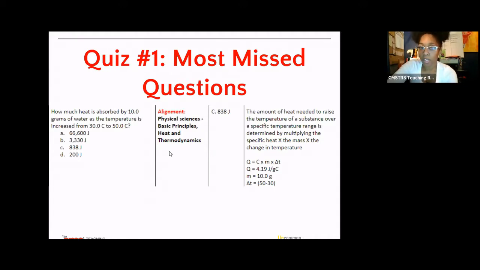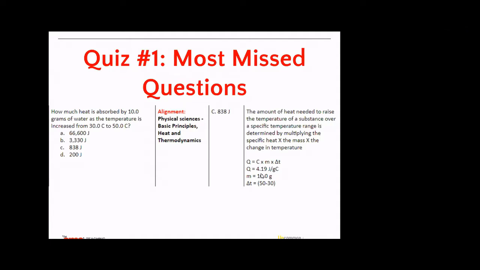On the document I'll send you, it's going to look similar to this. So it'll have the questions, what it's aligned to, the correct answer, and each of the questions will have an explanation of how to solve them if you ever need to go back.